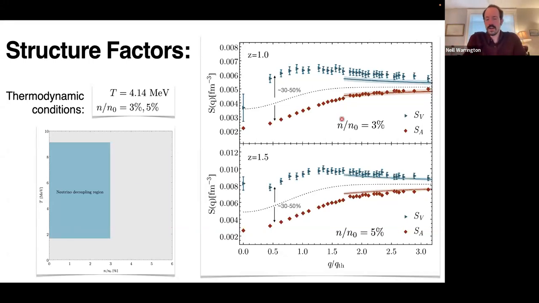Anyways, good. Okay. So this top plot, there's a lot of information here. This top plot is 3% nuclear density, and this bottom plot is 5% nuclear density. The vertical axis is the structure factor. These are the Fourier transform of the correlators as a function of the momentum Q of the Fourier transform. Okay, so you need to know a range of Q in order to account for all the possible scattering processes. This dotted line is the free field theory results, and the lattice results are in blue and red.